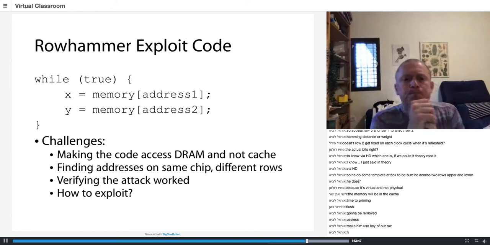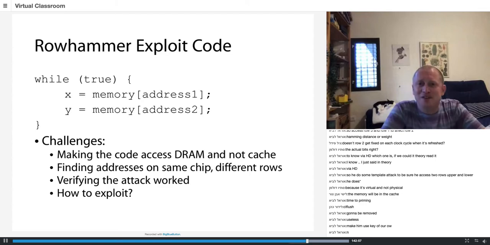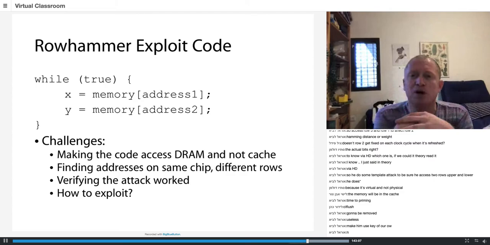And this is a very nice paper using something called Flip Feng Shui. What is the idea? The server has a public key stored in its database. And you're trying to convince the server that you have the corresponding private key.